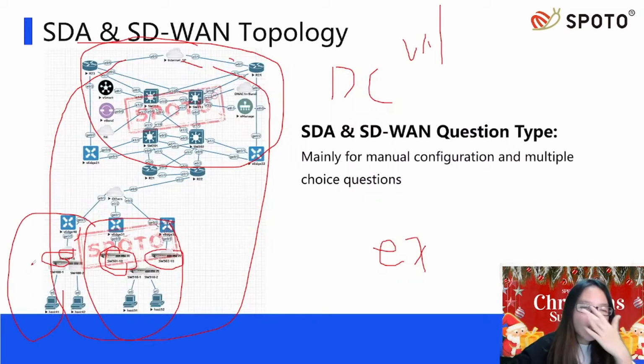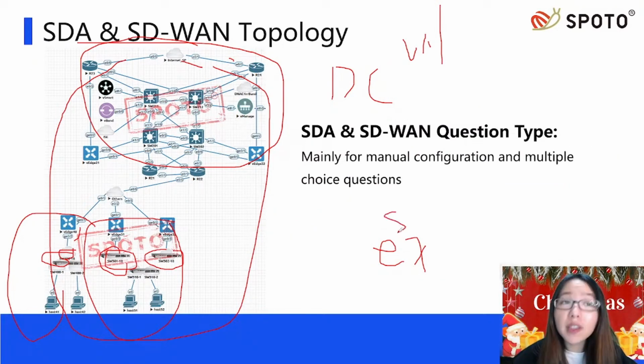But SDA isn't very difficult for SDN. SD-WAN is more difficult for our students because SD-WAN has route leaking, central policy and local policy, so it's very difficult. Maybe I will share the SD-WAN technology next time.